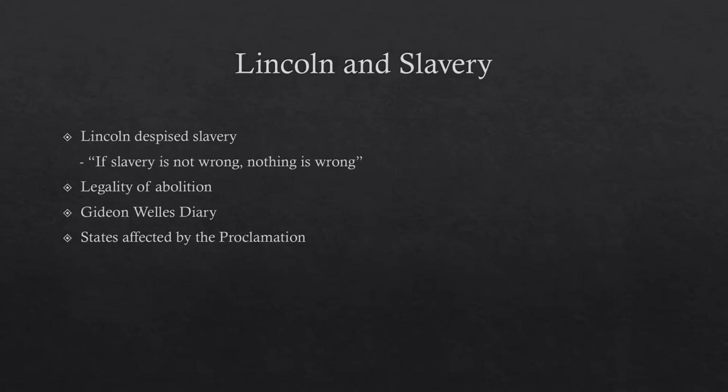It is true that Lincoln despised the institution of slavery. He was quoted saying, "If slavery is not wrong, nothing is wrong." However, Lincoln was also a lawyer, and he knew that at this time he would not legally be able to abolish slavery in the entirety of the Union. This is primarily due to the Fifth Amendment, which guarantees people will not have their property taken without due process or just compensation. At this time, slaves were still considered to be property. So Lincoln could not simply abolish slavery in the Union.